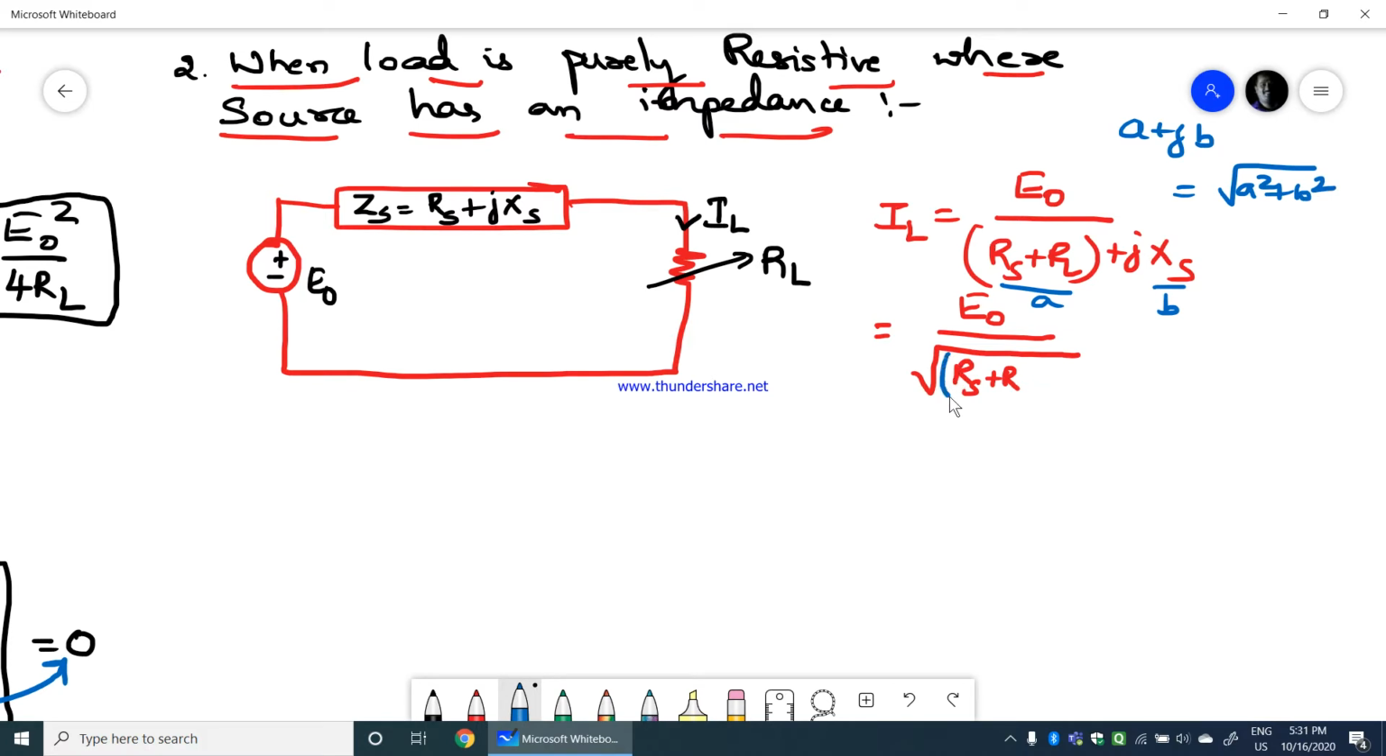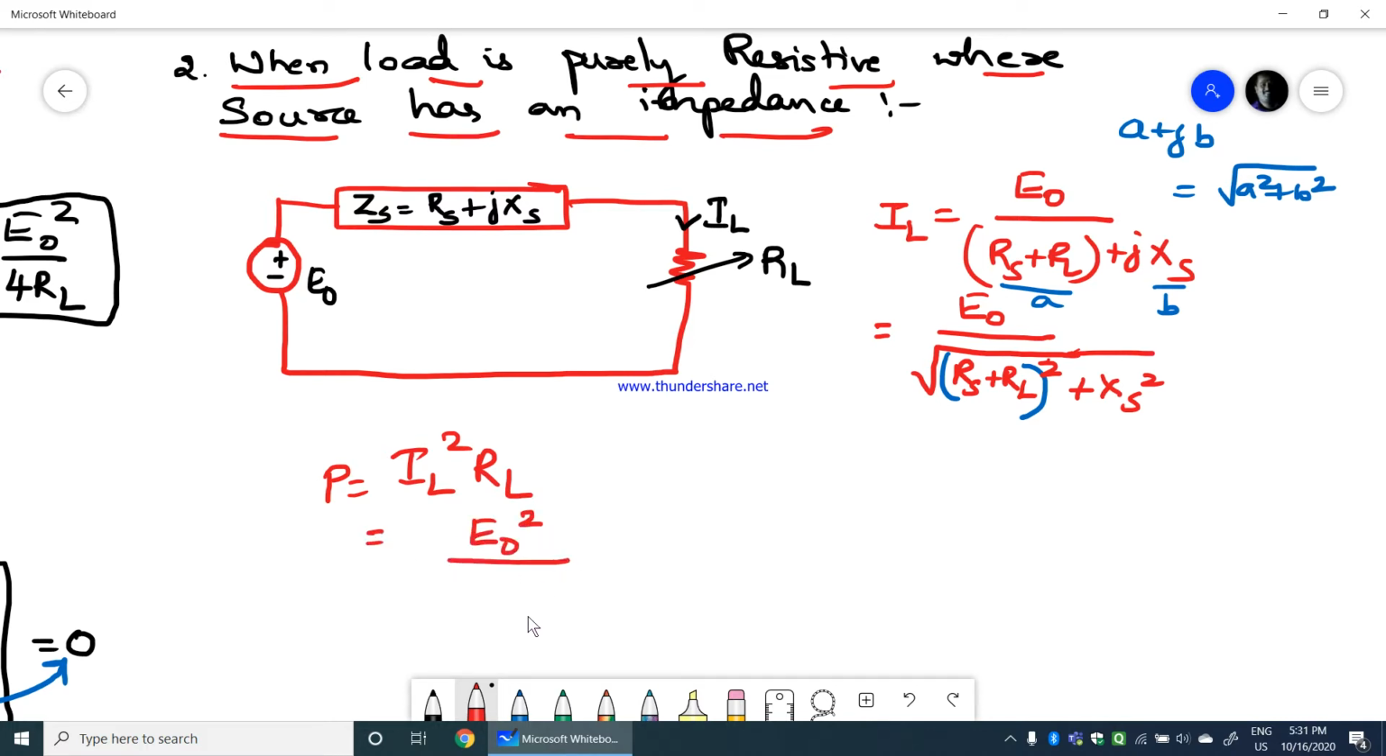Therefore this will be RS plus RL the whole square plus XS square. Therefore P would be equal to IL square into RL again. Therefore that would be equal to E naught square by, so the square root will get cancelled if you square it, RS plus RL the whole square plus XS square, into RL.